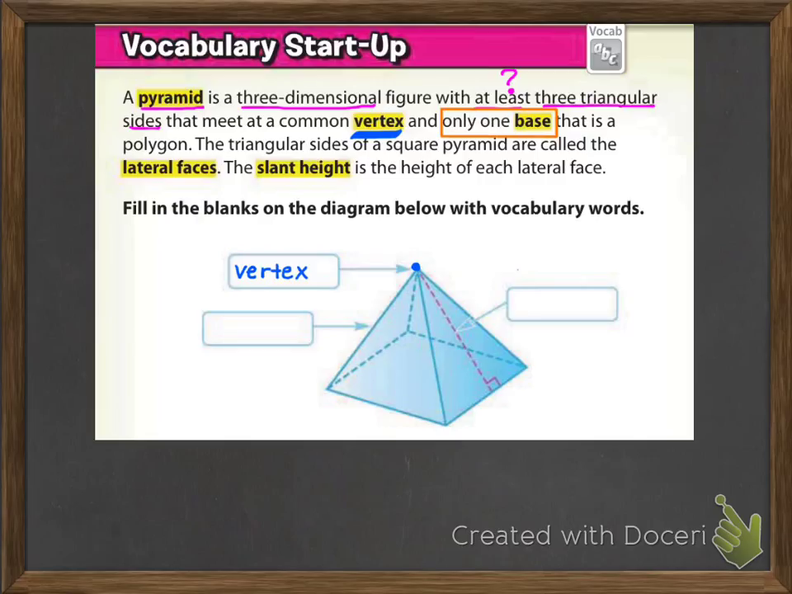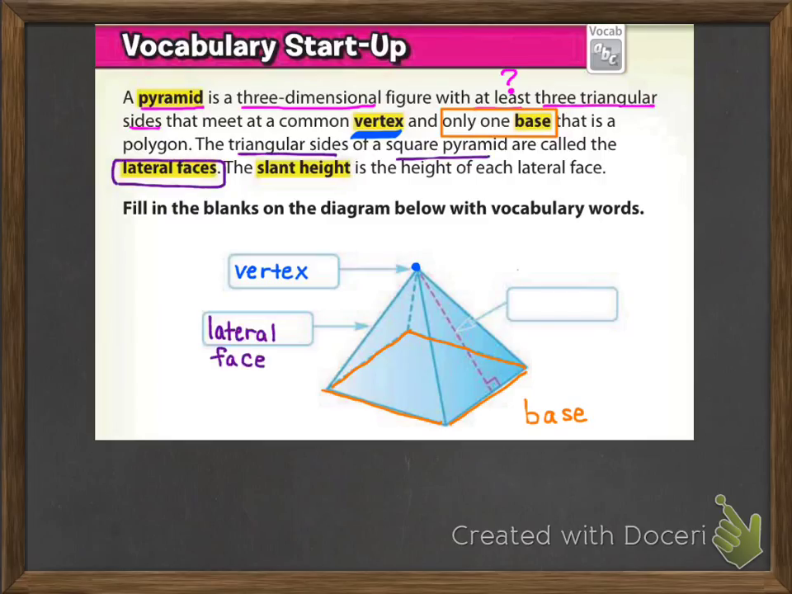So I went ahead and underlined vertex in the blue, and then I pointed to the vertex and wrote vertex in the word bank, or the word block there. Then I went ahead and put a box around the base of the square pyramid. I would like you to do the same thing. Go ahead and outline the base of the square pyramid. And even though there's not a box for it, go ahead and write the word base so that you know which one is the base.